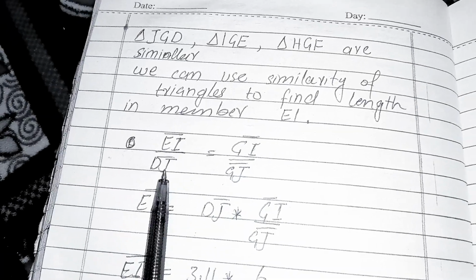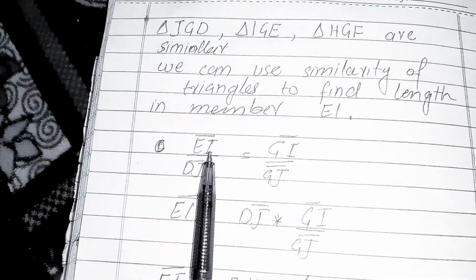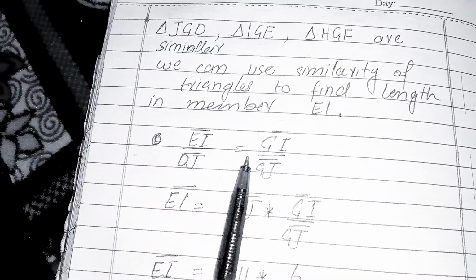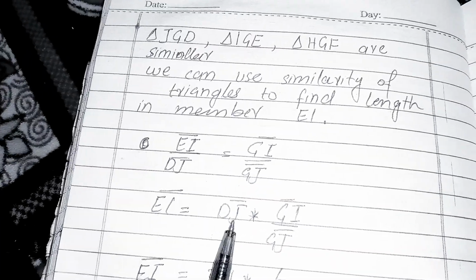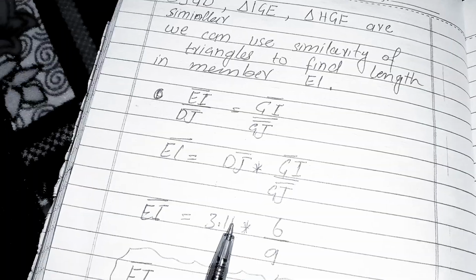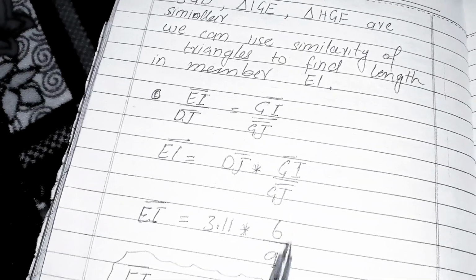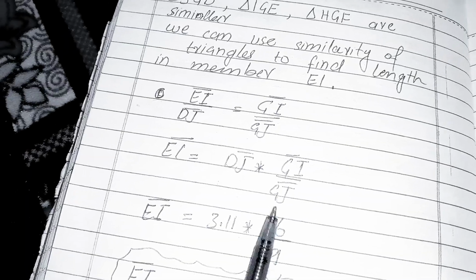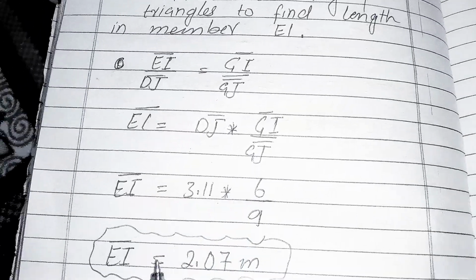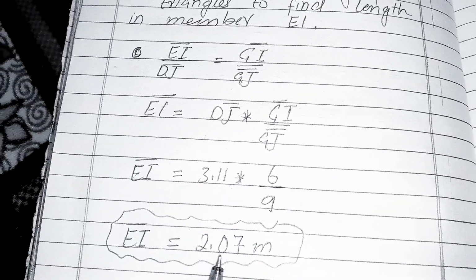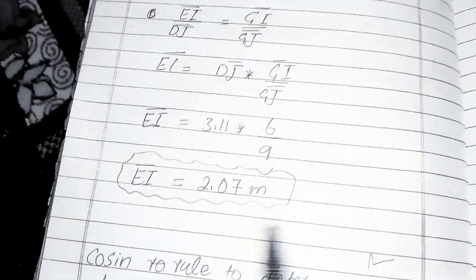So length EI divided by length DJ equals GI divided by length GJ. So EI will equal DJ length, which is 3.11, multiplied by GI, which is 6 meters, divided by GJ, which is 9 meters. If you calculate this, the EI length will equal 2.07 meters. So this length is found.